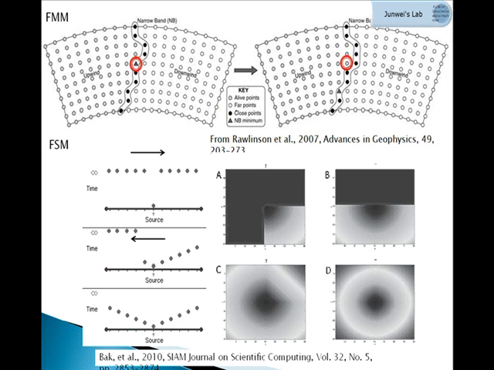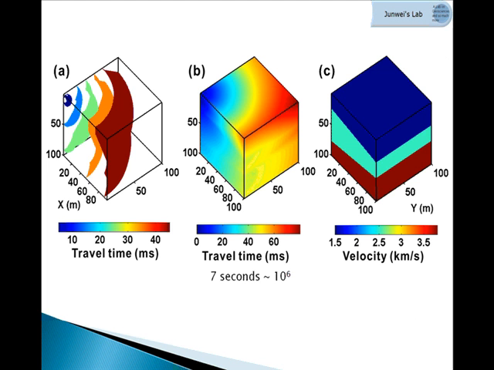So each sweep is independent of the others, so they can be performed simultaneously. If your CPU has 4 cores, you can perform the sweeping simultaneously, and you achieve a 4 times speedup right away. Therefore, we pick the fast sweeping method as our forward model engine to calculate the travel time.